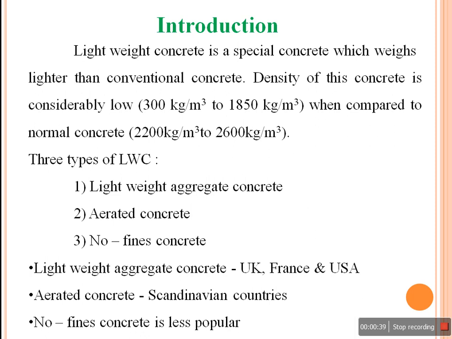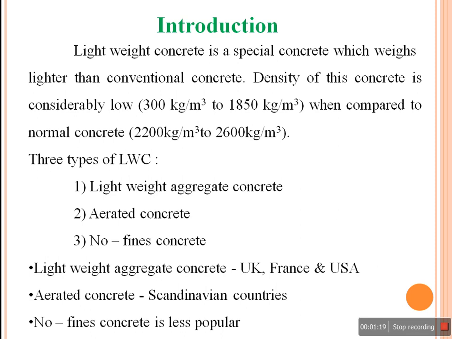So, one of the disadvantages of conventional concrete is its high self-weight. The density of normal concrete is in the order of 2200 to 2600 kg per meter cube. This heavy self-weight makes it, to some extent, an uneconomical structural material. So attempts have been made in the past to reduce the self-weight of concrete to increase the efficiency of concrete as a structural material. In this scenario, we have come up with the concept of lightweight concrete or lightweight aggregate concrete.